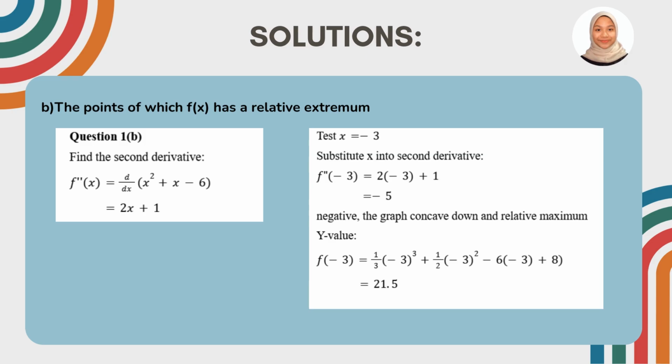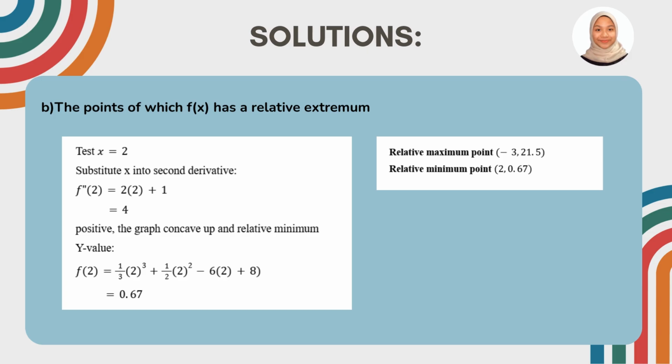To find the y value, we substitute -3 into the original function, which is 1/3 (-3)^3 + 1/2 (-3)^2 - 6(-3) + 8. We have 21.5.